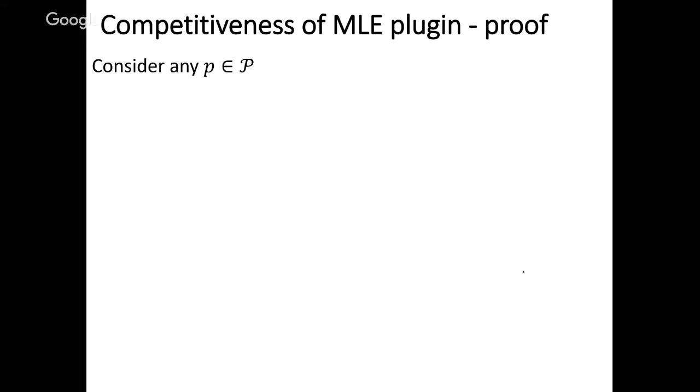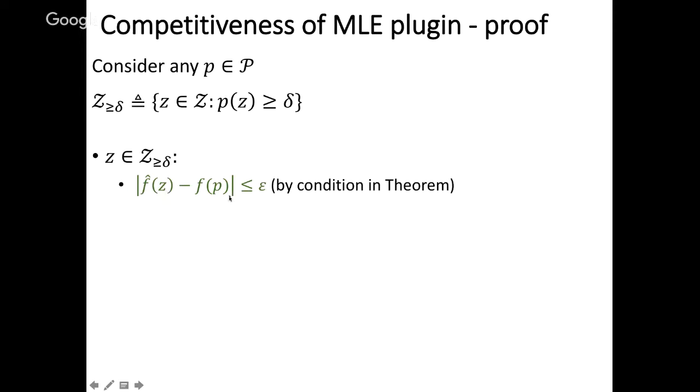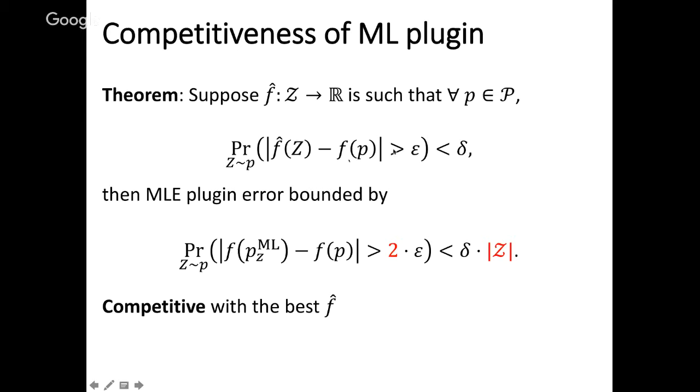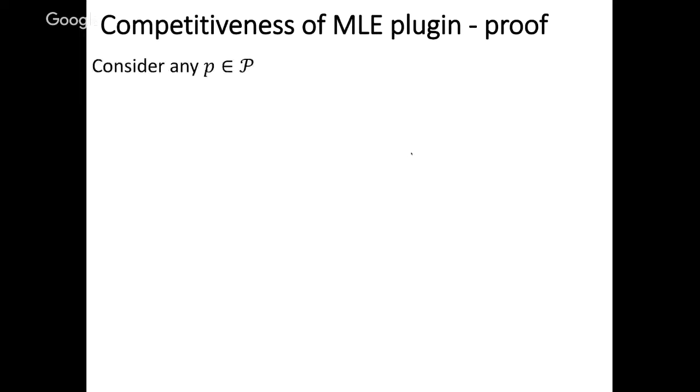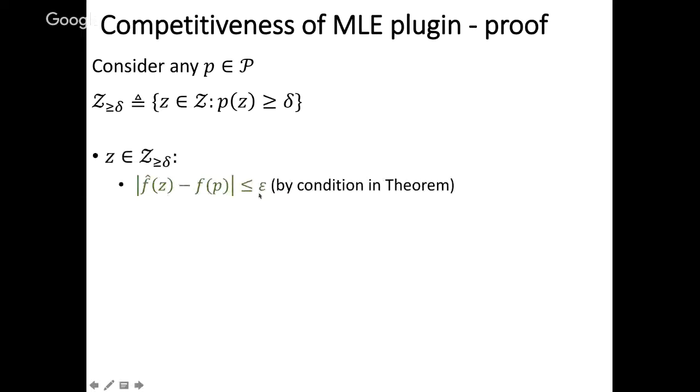So take any distribution P in calligraphic P. Now define z bigger than or equal to delta as the set of all symbols, small z, to which P assigns a probability more than delta. Now for all the symbols inside this class, the claim is that f hat of z minus f of p is at most epsilon. Why? Because when the underlying distribution is P, then z is going to appear with probability at least delta. And whenever z appears, because it happens with probability at least delta, you must be able to estimate f of p with accuracy epsilon, because otherwise it's going to violate the condition of the theorem, since f hat is an epsilon estimate with error probability at most delta. Therefore, f hat of z minus f of p has to be at most epsilon.